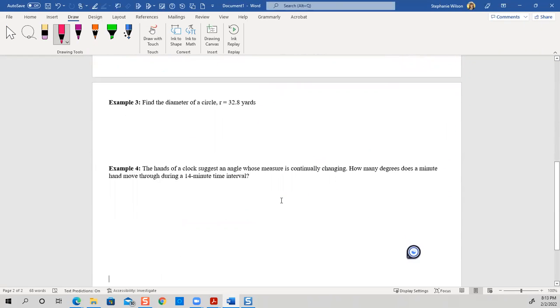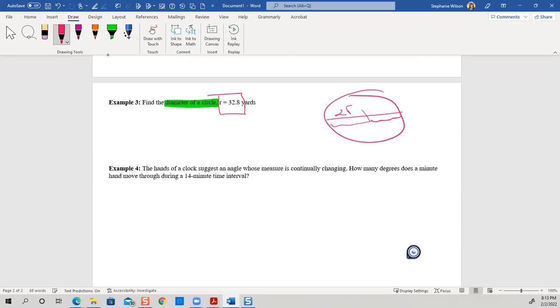So let's talk about the next one. It says find the diameter of a circle. Whenever we talk about a circle, the diameter goes all the way across. And if we only are given the radius of the circle, then that means it's split in half. So to determine what is the diameter, we need to multiply r times 2 because we're going to have 2 parts of r that makes up a whole diameter.